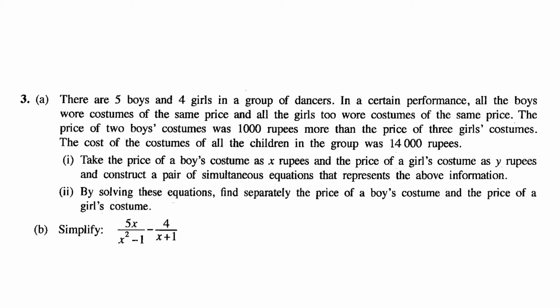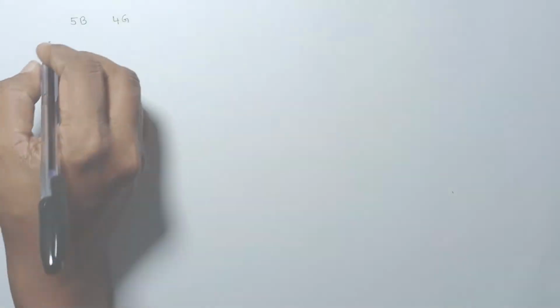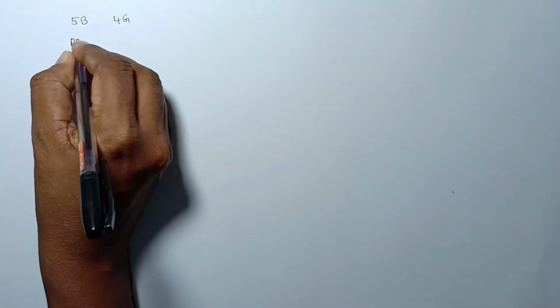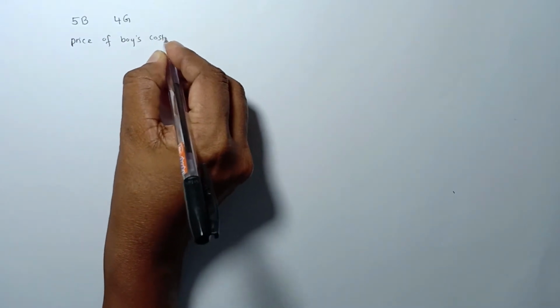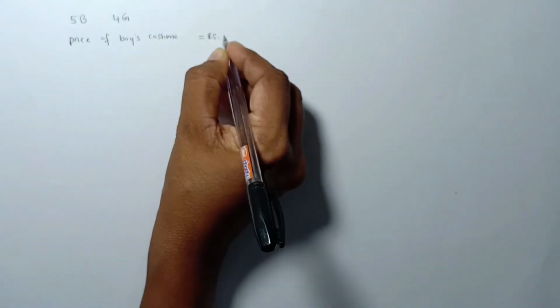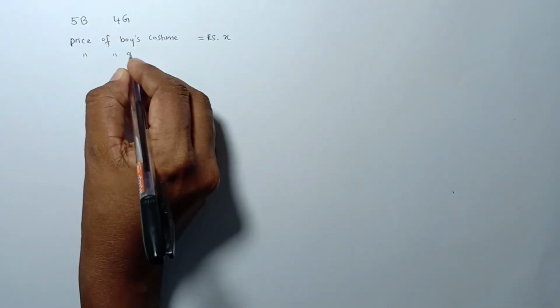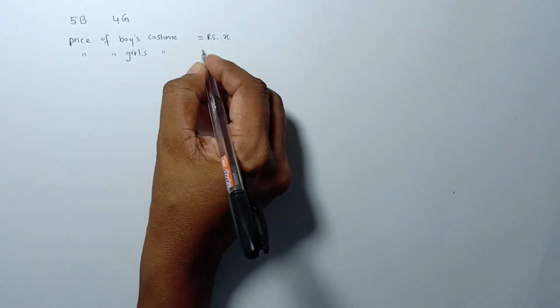Part 1 of the question says, take the price of a boy's costume as X rupees and the price of a girl's costume as Y rupees and construct a pair of simultaneous equations that represents the above information. Price of boy's costume equals X rupees. Price of girl's costume equals Y rupees. Now we will construct 2 simultaneous equations.